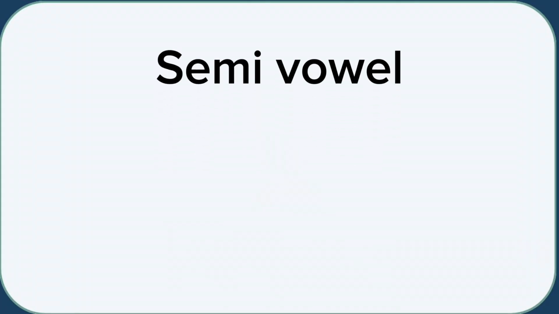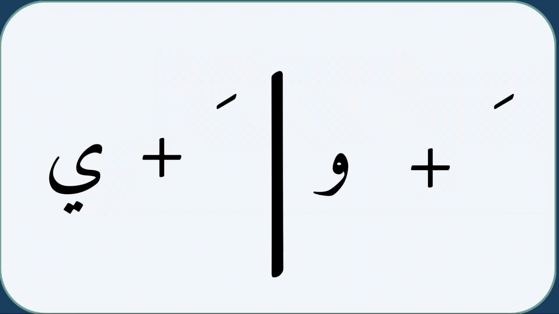Alright everyone, let's now learn about something that's really important in Arabic, the semi-vowels. In Arabic, we have 2 semi-vowels, waw and ya. We call them semi because they are not full vowels by themselves, but they help stretch a short vowel into long vowels. And we call them semi only when they come after fatha.